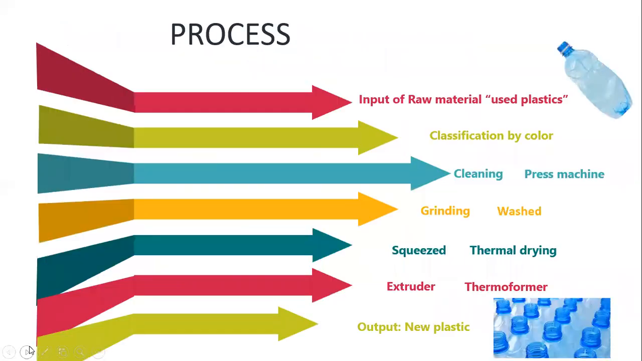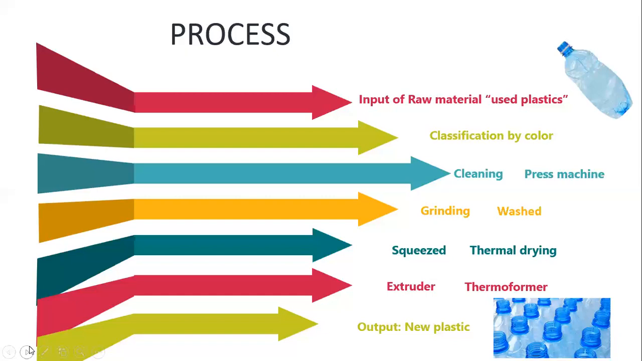The process for recycling plastic in this kind of business will start with an input of raw material, which will be used plastic. This can be bottles or any other plastic, depending on the way that the business works. First, there should be a classification, because not all plastic is the same. So you should classify it by color and by size.